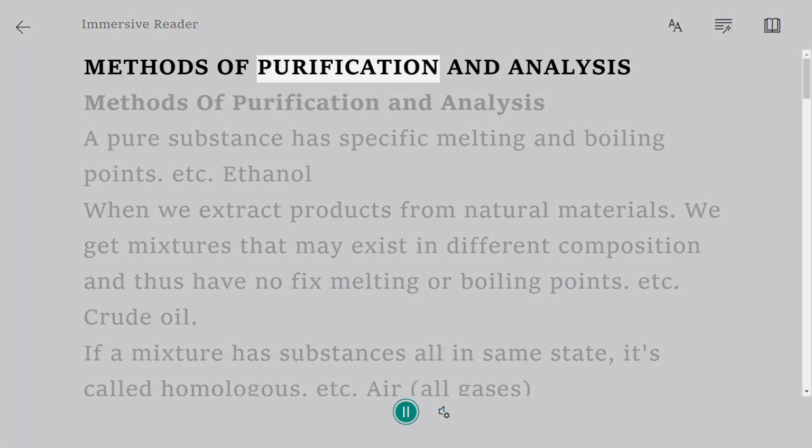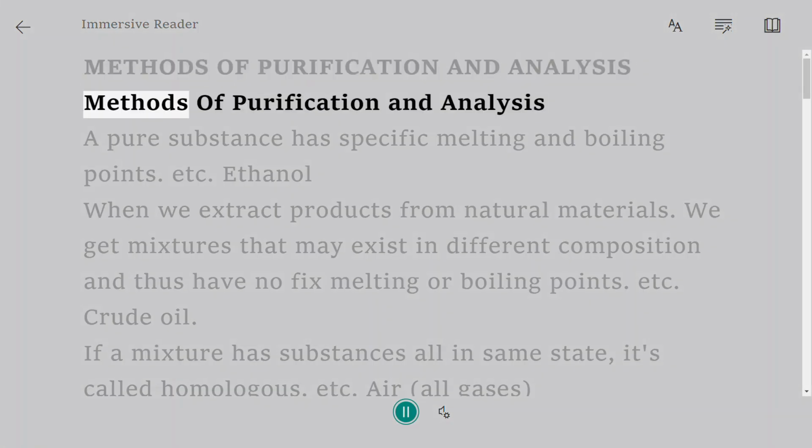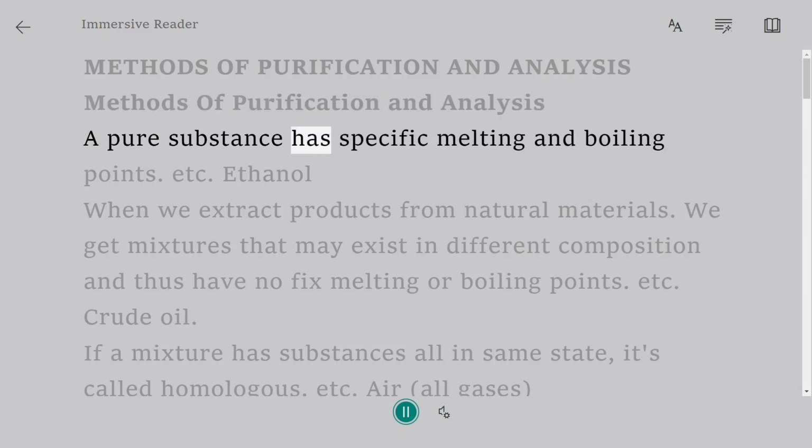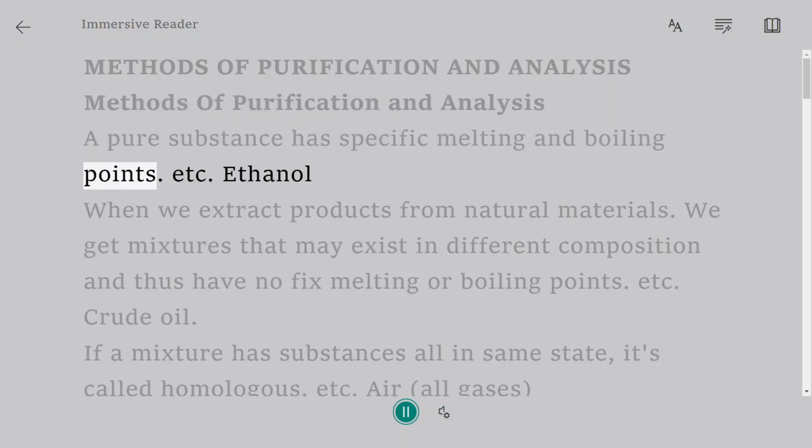Methods of purification and analysis. A pure substance has specific melting and boiling points.